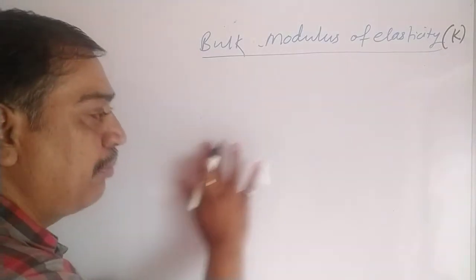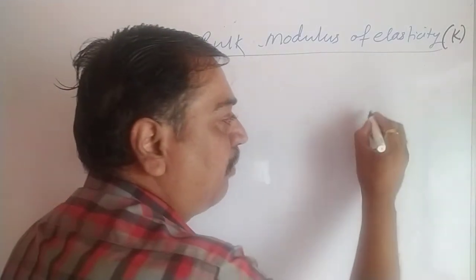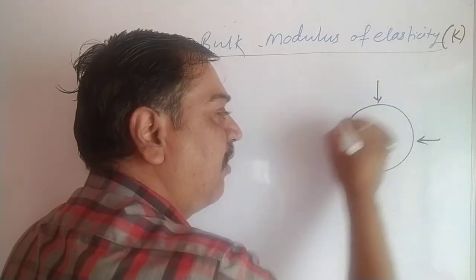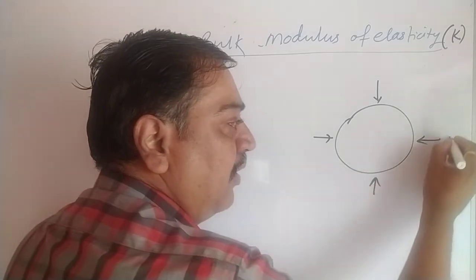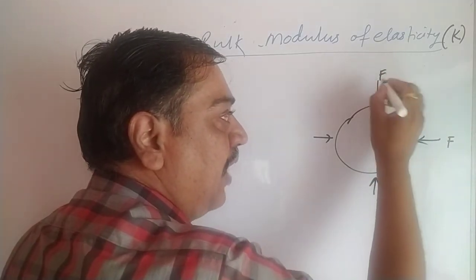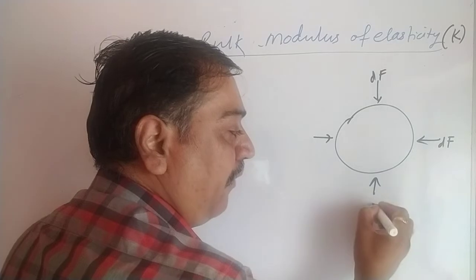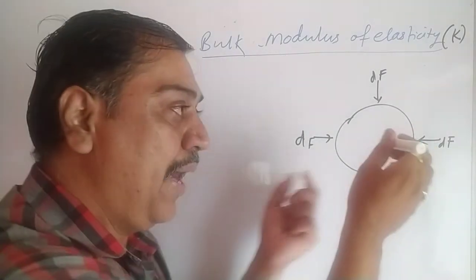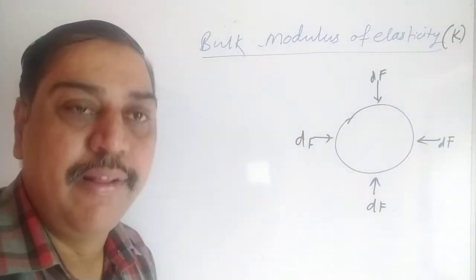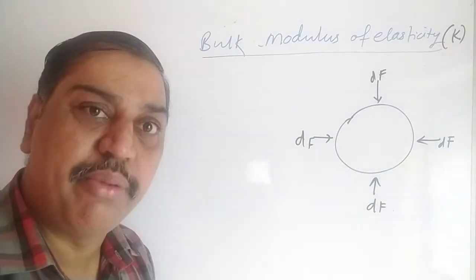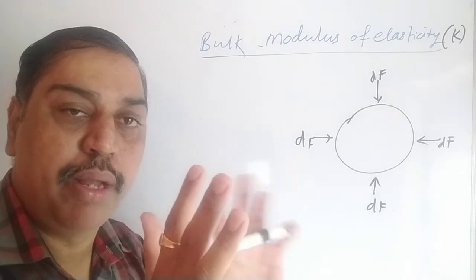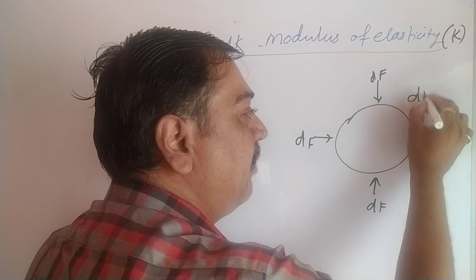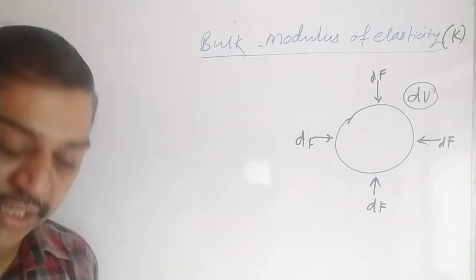Before starting this, if you remember, last time we have taken one balloon. Suppose this is a balloon with some air, and we have applied constant forces on this from all six sides. So this is force F, this is dF, suppose dF, dF, and this is dF. These are the four forces from the sides, and from the top and bottom again dF force gets applied. When you apply equal forces from six sides, what will occur? The volume of the balloon gets decreased, and that decrease in volume is, suppose, dV.